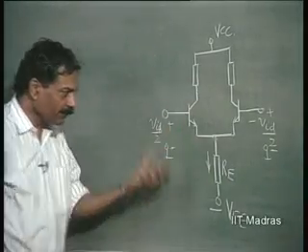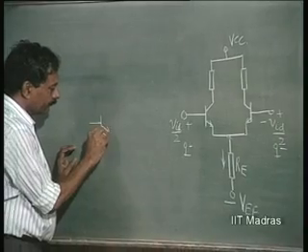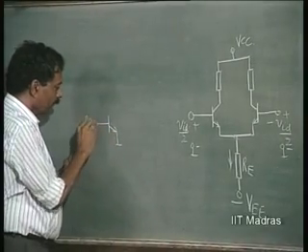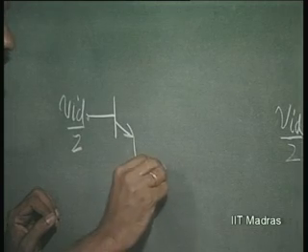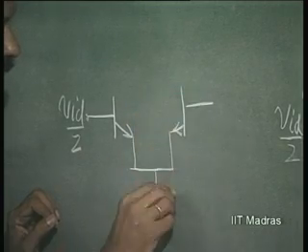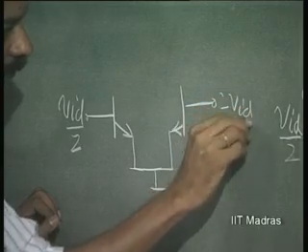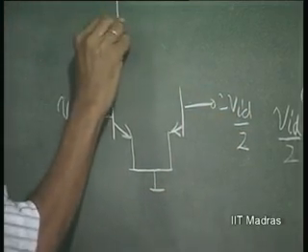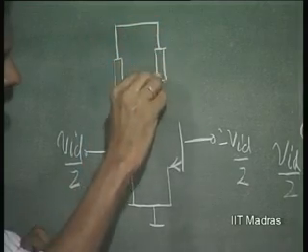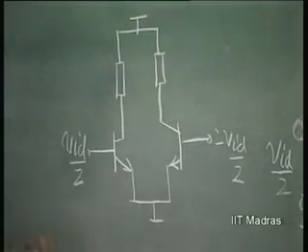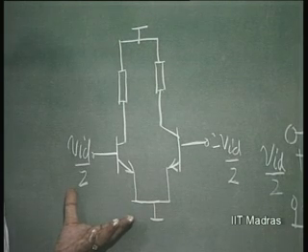So, the signal wise picture is going to be simply that we have Vid by 2 to ground, and this is minus Vid by 2 to ground. This is the signal picture as far as the differential signal is concerned.